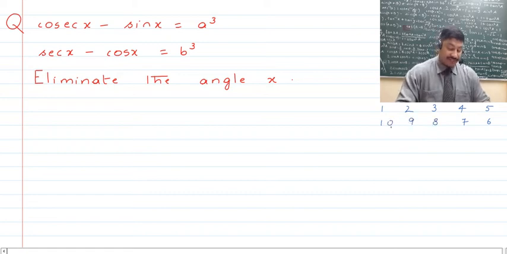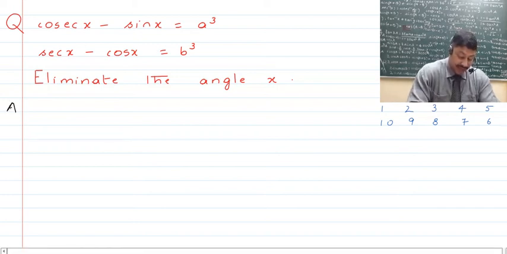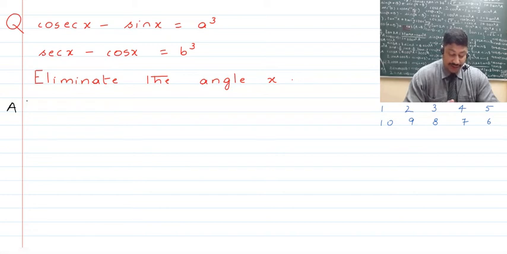Okay children, discussing the sum with you people here. Now we've been given that we have to eliminate the angle, or eliminate any trigonometrical ratio in the two equations which we've been given. So one is cosec x minus sin x is equal to a cube, and the second is sec x minus cos x is equal to b cube.